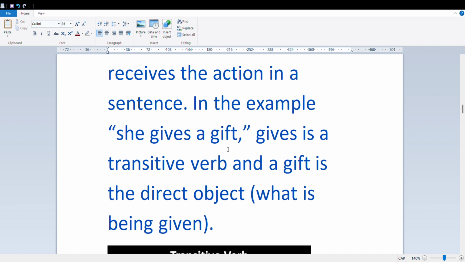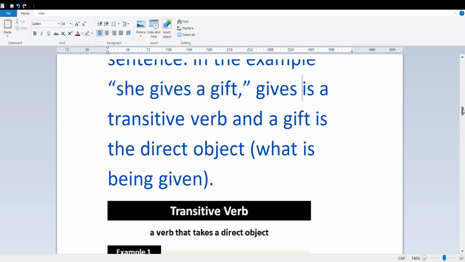She gives a gift. So gives is a transitive verb and gift is a direct object. She gives a gift to whom, we don't know. Okay, so it becomes a direct object. So see, gives will be your transitive verb. It's an action like a verb, so it will be a transitive verb. And gift is a direct object. What is being given? Gift is being given. Always ask the questions that I have explained to you in the beginning during the time of direct object. Okay, so always ask the questions.